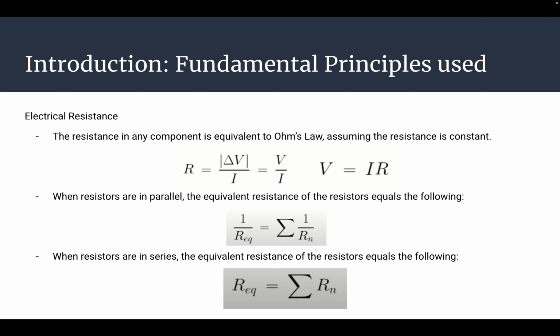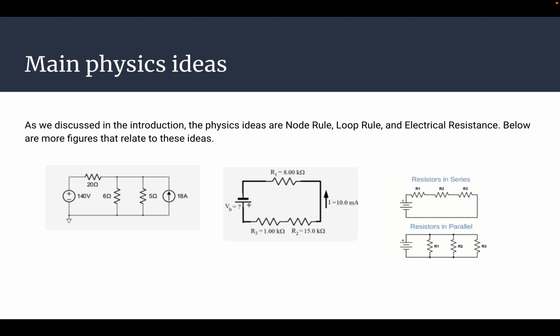And finally, we also have electrical resistance, which is equivalent to Ohm's law, assuming the resistance is constant. When resistors are in parallel, the equivalent resistance of the resistors equals the following. And when the resistors are in series, the equivalent resistance equals the following. As we discussed in the introduction, the main physics ideas are the node rule, loop rule, and electrical resistance. Below are more figures that relate to these ideas.